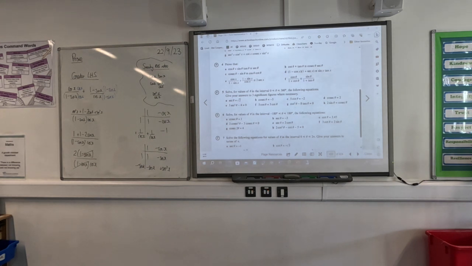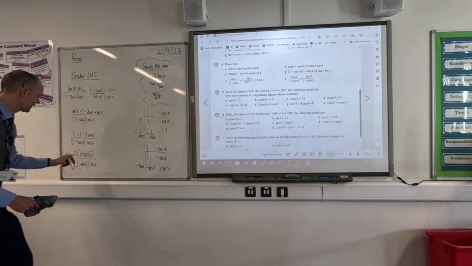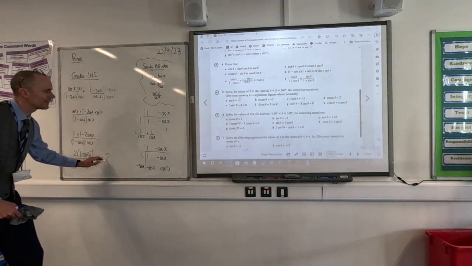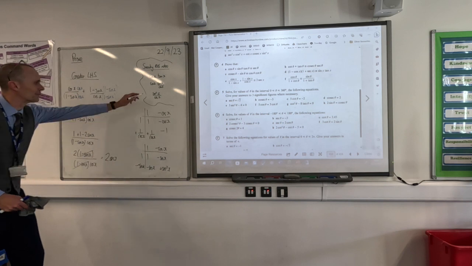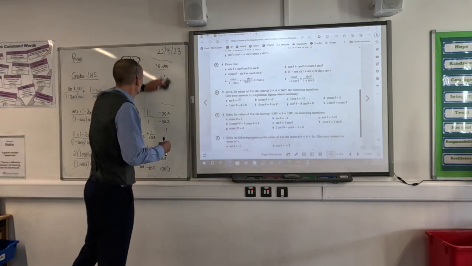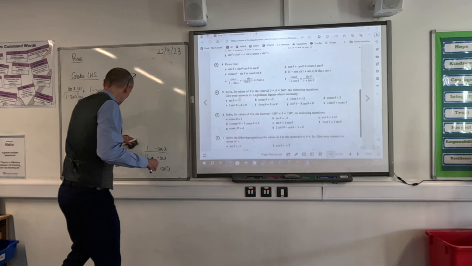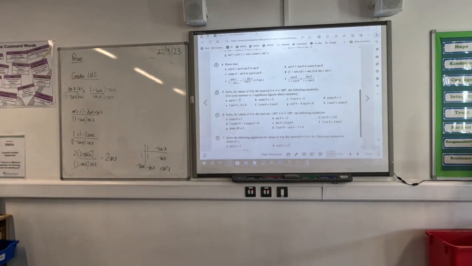Why is that not what I want? Oh, hang on. I'm still looking at the wrong right-hand side. That's 2 over cos x, which is 2 sec x, which is what I'm after. Sorry, I was still aiming for that. That's from the previous question, isn't it? As required. Thank goodness.